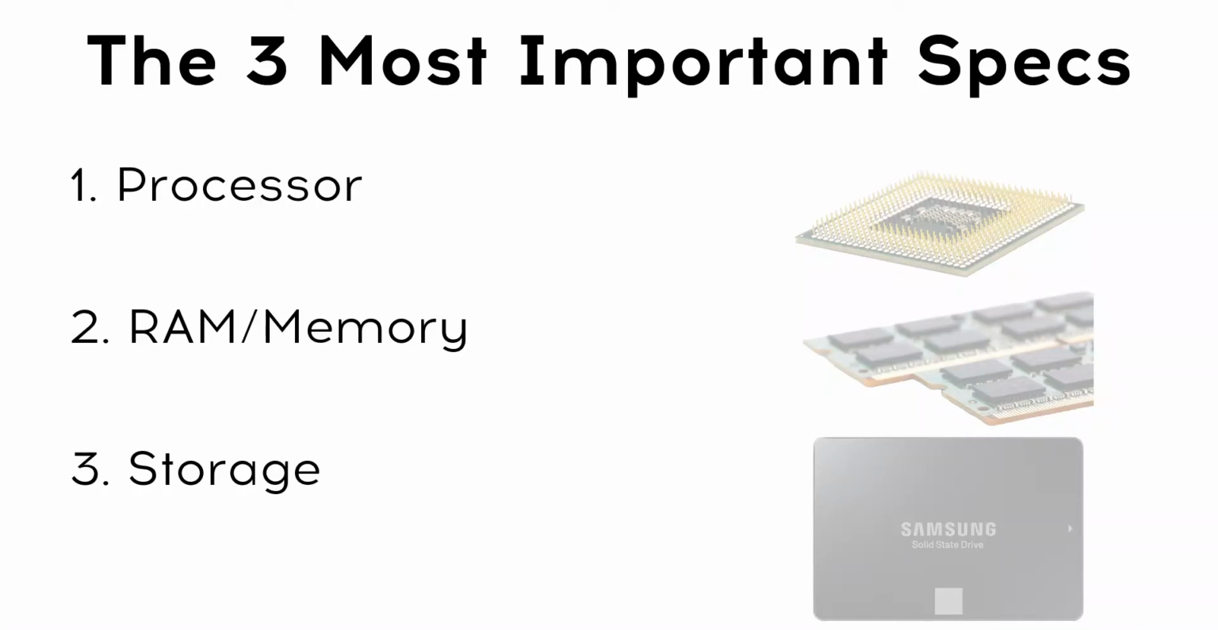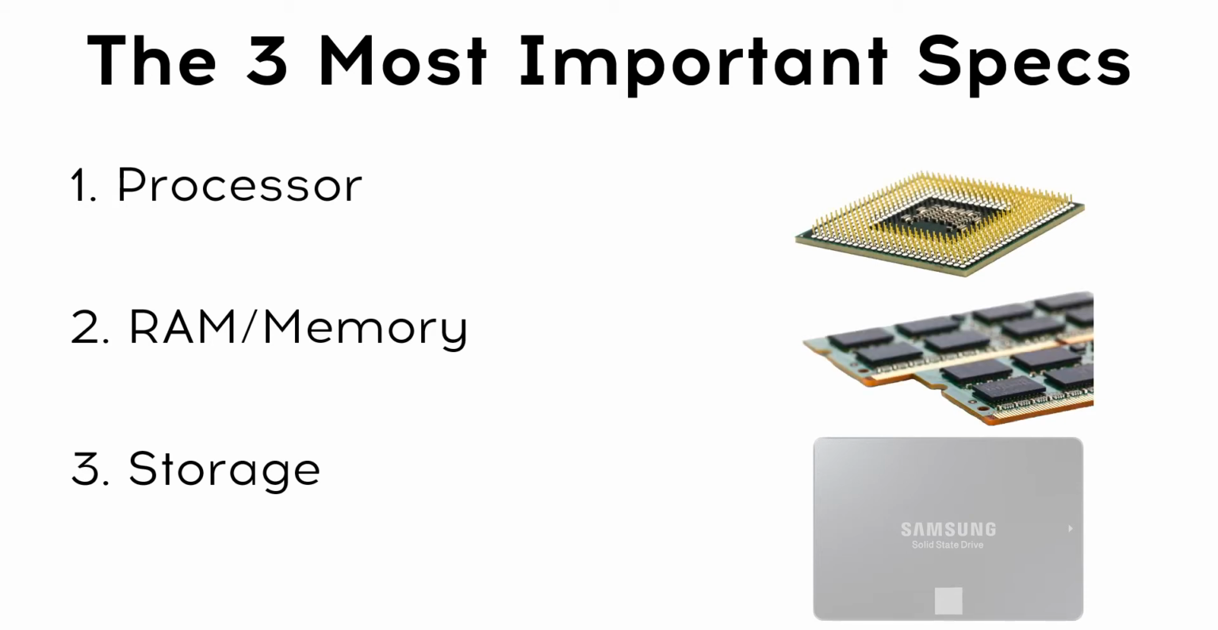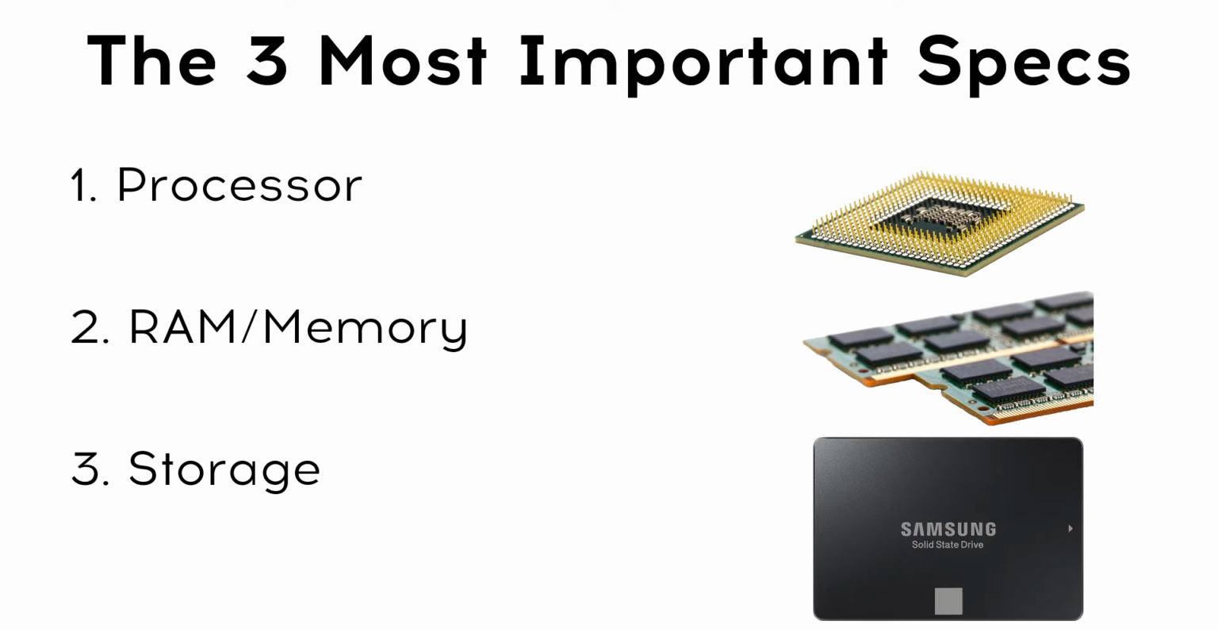There are three specifications that are the most important for common laptop buyers to focus on. Number one is the processor. Number two is the RAM or memory. And number three is the storage. These three should be your focus not only for laptops, but also desktops, phones, tablets, and other devices as well. They all run on those three specifications.